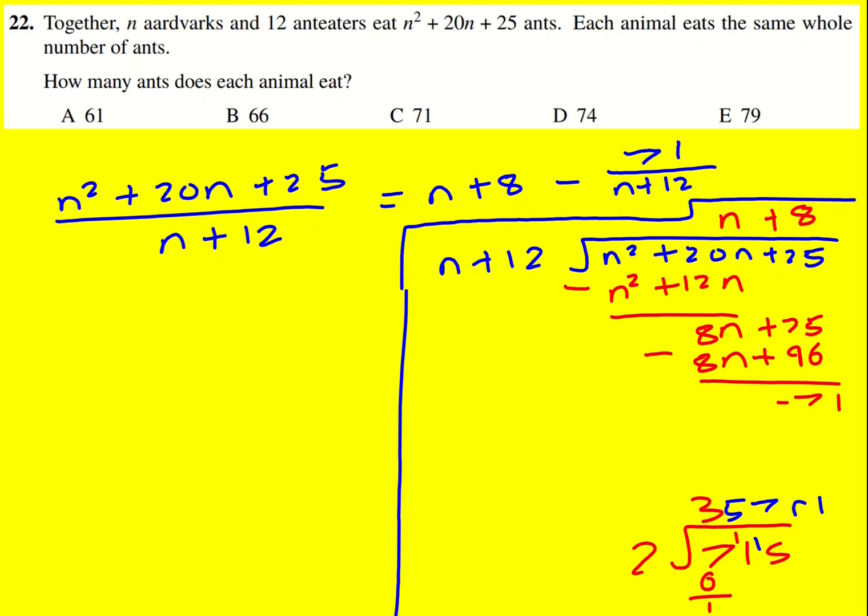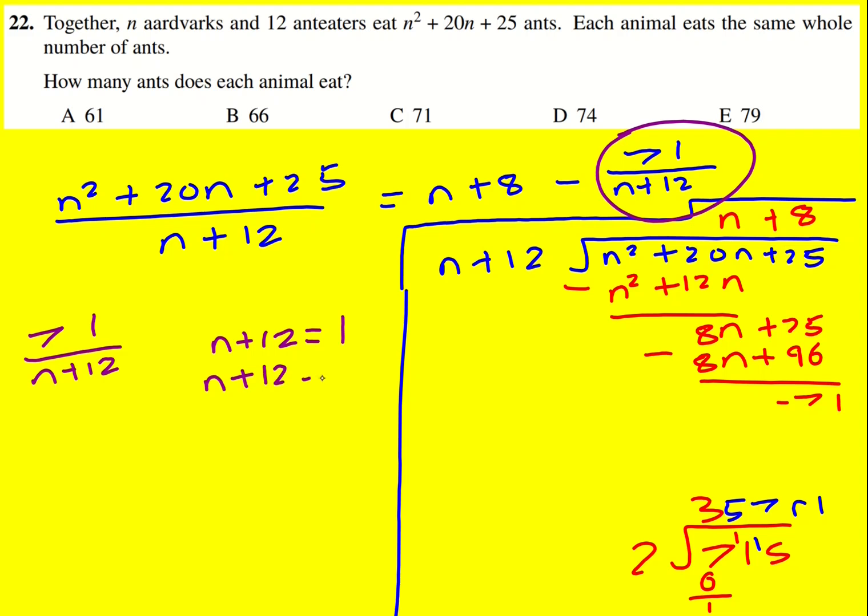Okay, but that is actually the crucial bit to this question because we know that this is going to be a whole number. It has to be. We've got a whole number of ants here. So 71 over n plus 12 must be a whole number, which means n plus 12 must divide into 71. 71 is a prime number, so the only way this could be true is if n plus 12 is equal to 1 or n plus 12 is equal to 71.